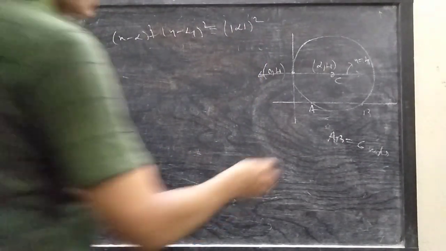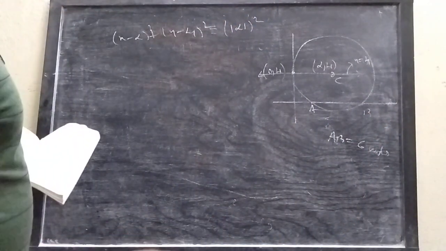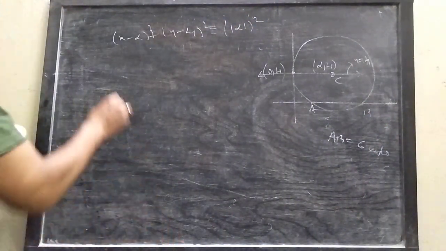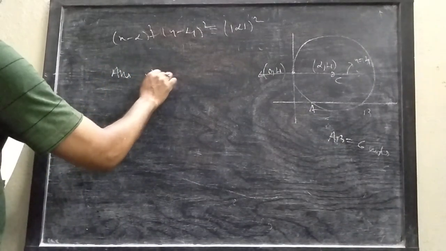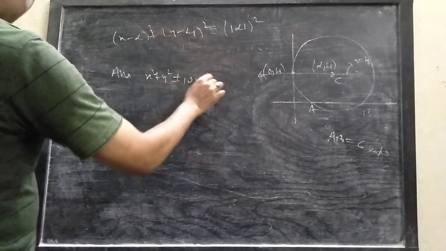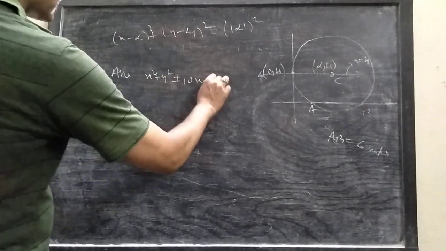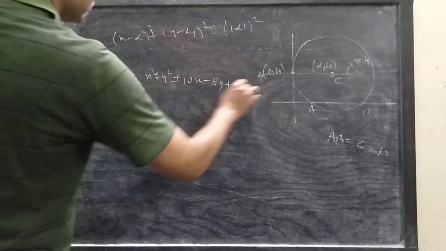Okay, now as it cuts an intercept AB of length 6 units, you can find alpha and your ultimate answer will be x square plus y square plus or minus 10x minus 8y plus 16 equals 0.